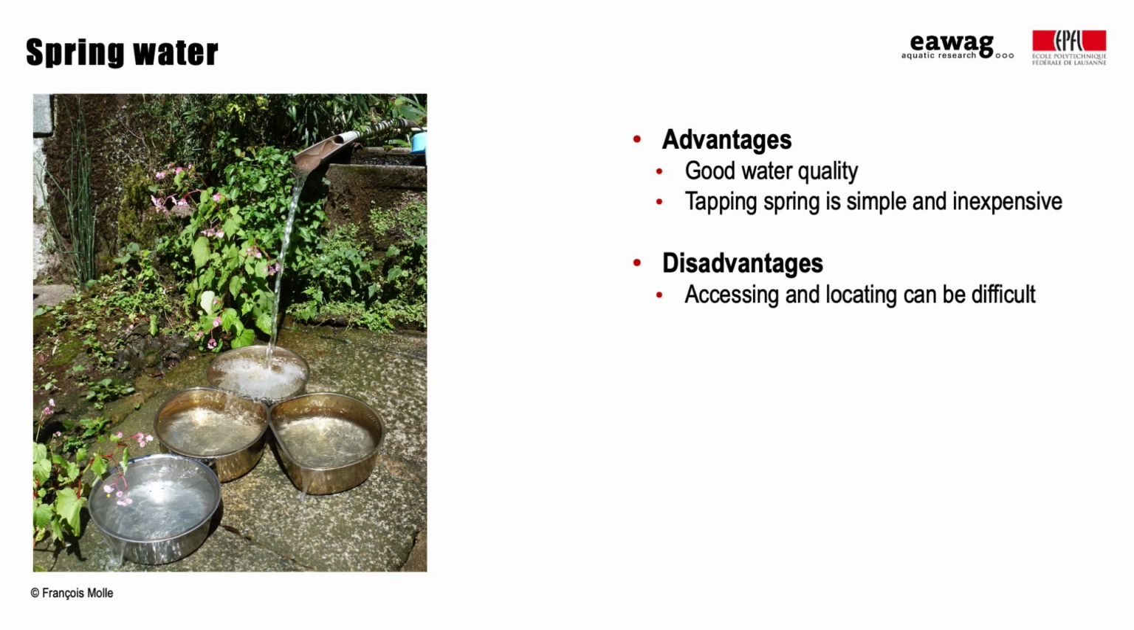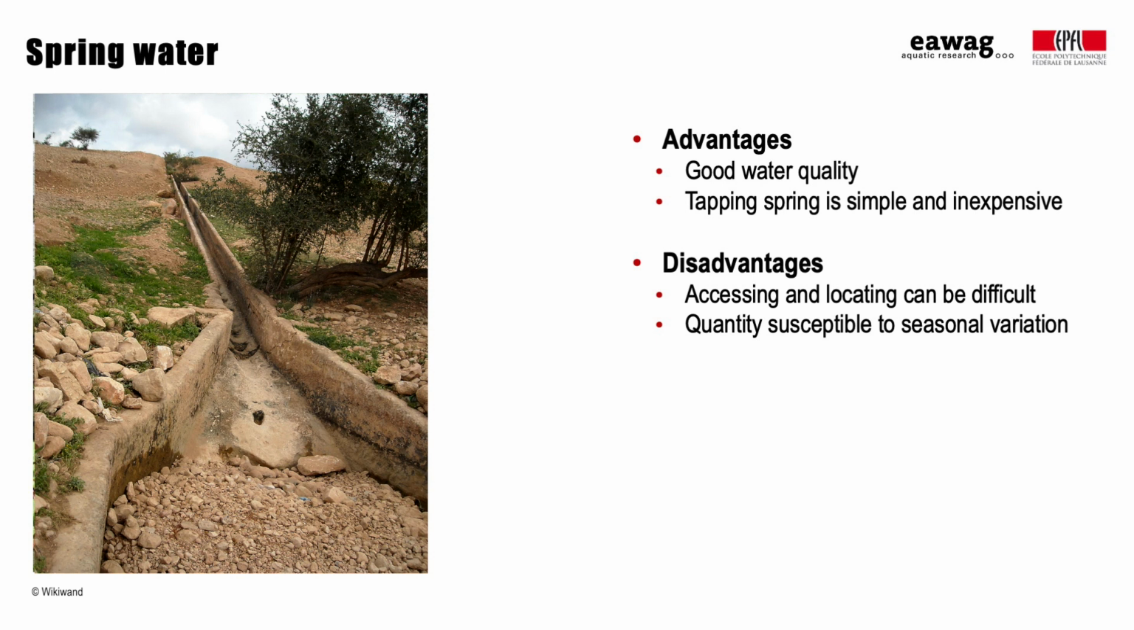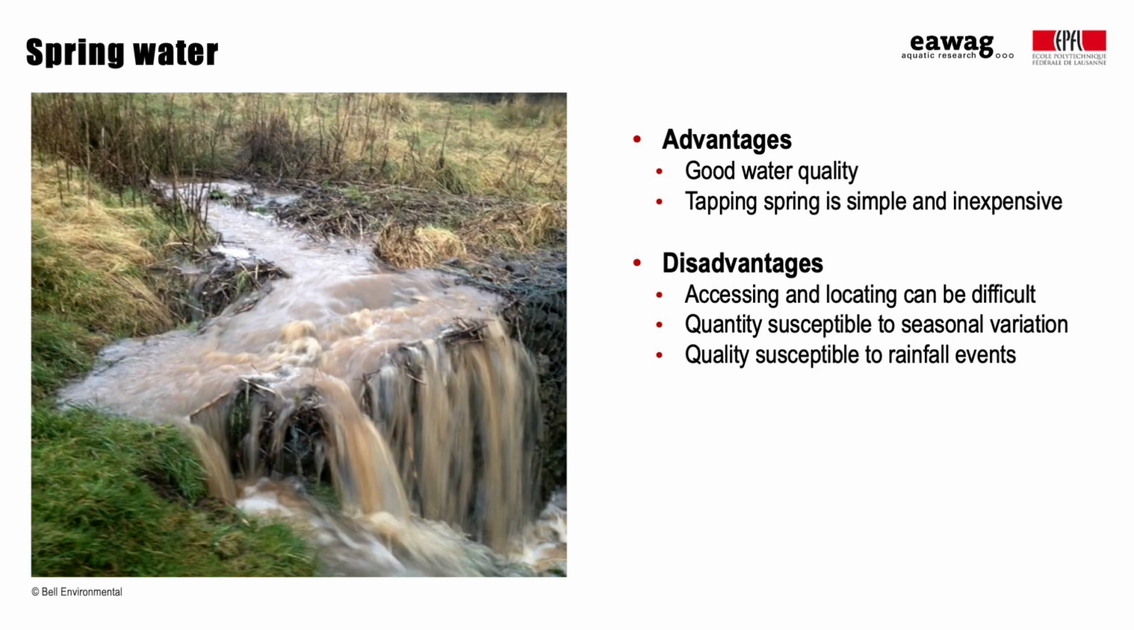Quantity of water from springs can also be susceptible to seasonal variation and water table fluctuations. And rainfall events can affect turbidity and also microbial contamination. In addition, surface runoff can introduce contamination from upstream.